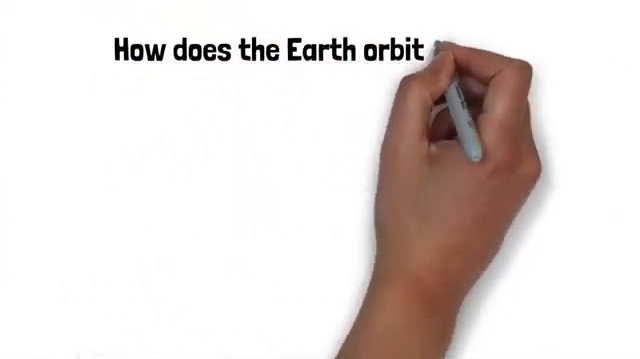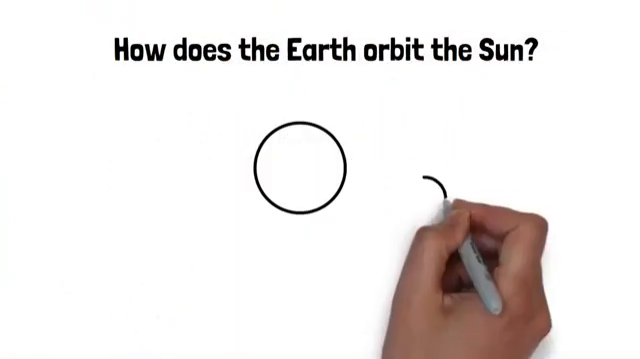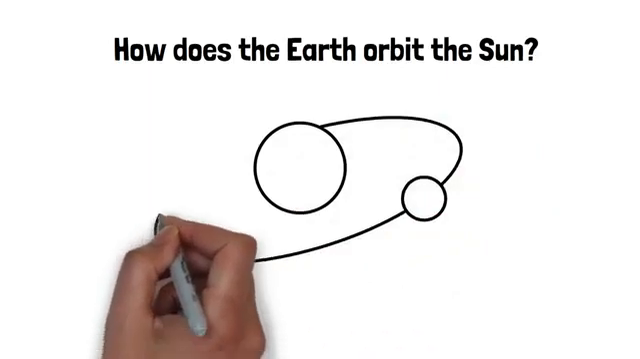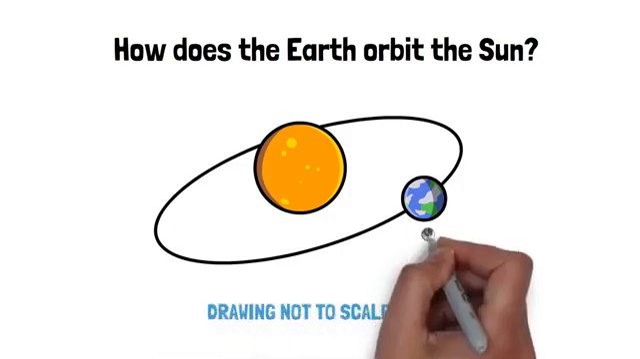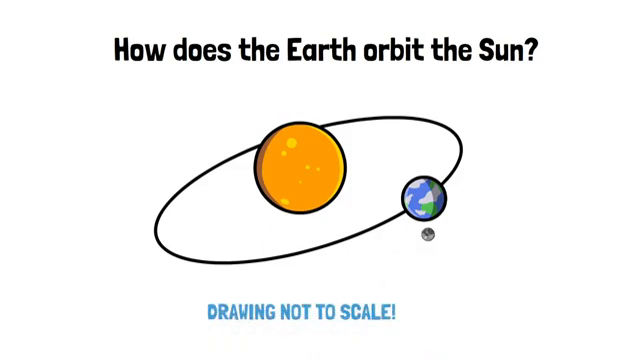How does the Earth orbit the Sun? We often think about the Earth orbiting the Sun in an elliptical orbit as shown here. But, in this view, we are misinterpreting how the gravitational field of the Sun sees the Earth. The Earth is not orbiting alone. The Moon is also present and orbiting the Sun with the Earth.